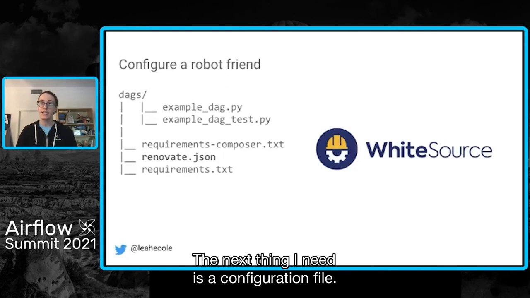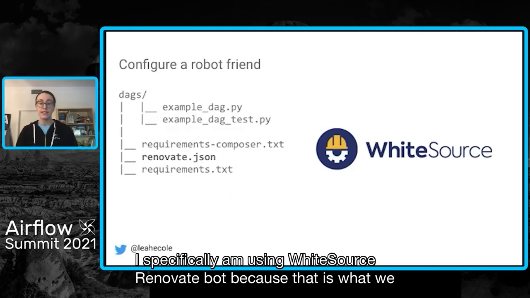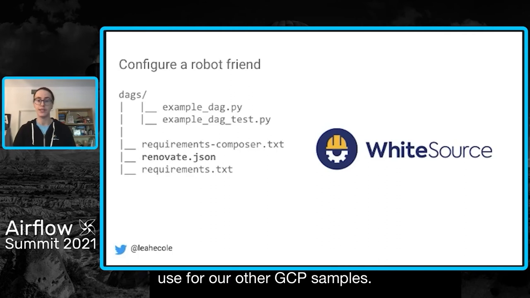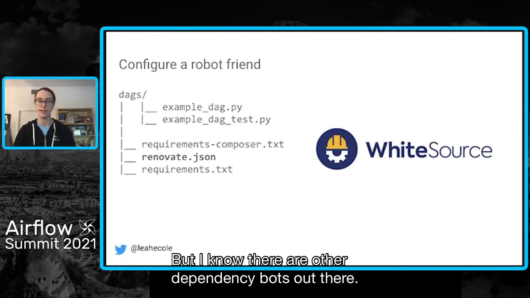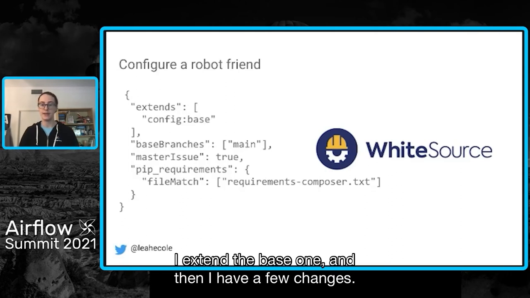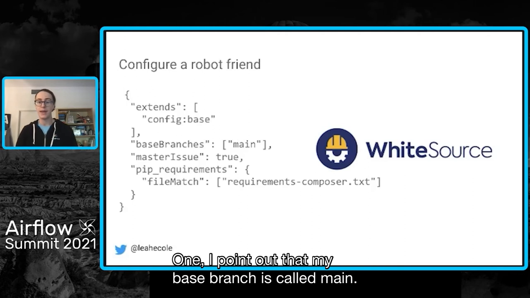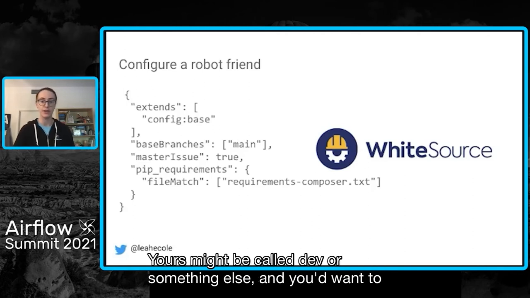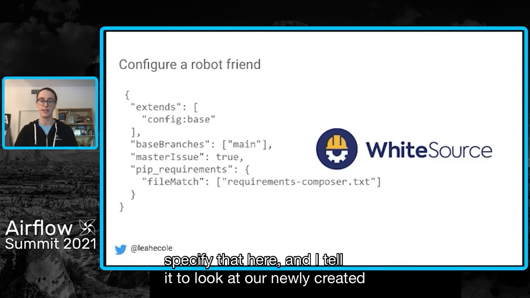The next thing I need is a configuration file. I specifically am using WhiteSource Renovate Bot because that is what we use for our other GCP samples, but I know there are other dependency bots out there. It has a JSON config. I extend the base one, and then I have a few changes. One, I point out that my base branch is called main. Yours might be called dev or something else, and you would want to specify that here.